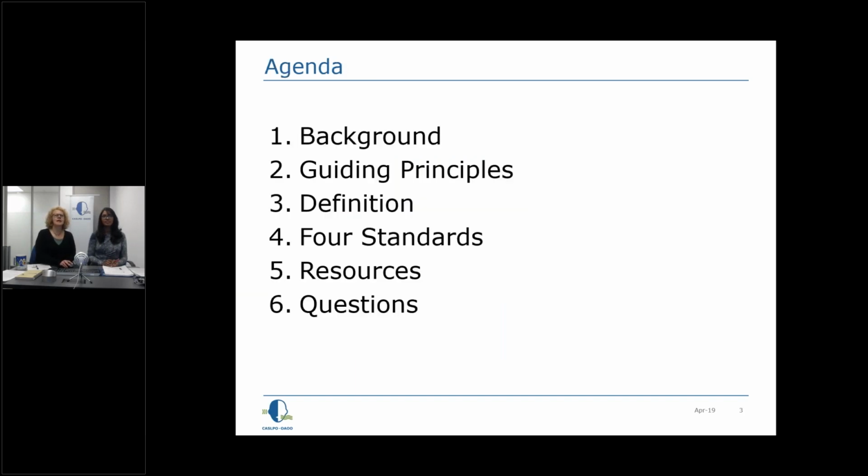Thank you. So today what we'd like to cover is a bit of background on the development of this document, including the guiding principles. We will go into a definition of conflict of interest. We'll outline the 4 standards that are contained in the document, along with some scenarios, resources as to where to find this, and supporting resources for conflict of interest practice issues. And then we'll open it up to questions. We will also stop briefly after each standard that we present and solicit any questions at that time, but we're going to leave quite a bit of time at the end for questions as well.